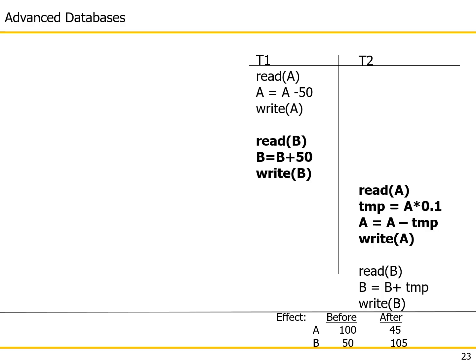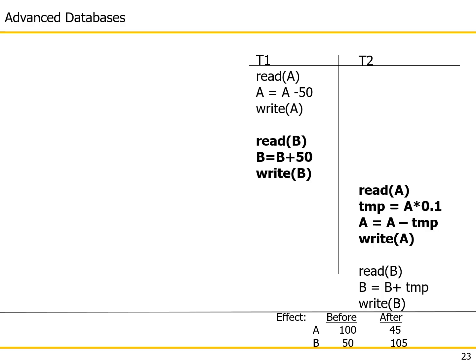So here I have another example of two transactions, somewhat similar to what we have seen before, except there are more operations here. In transaction T1, I'm reading A, subtracting 50 from A, and writing A back. And then I'm reading B, adding 50 to B, and writing B back. So basically I took 50 from A and added it to B.